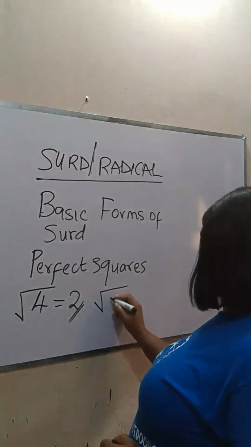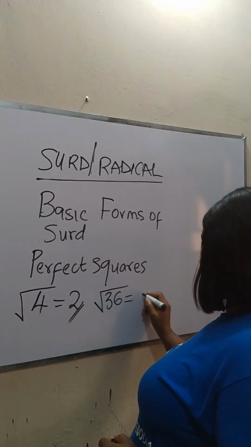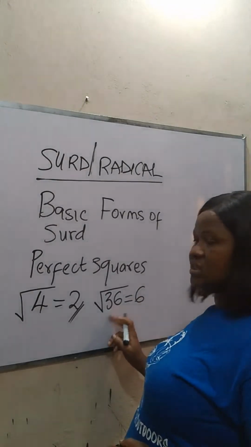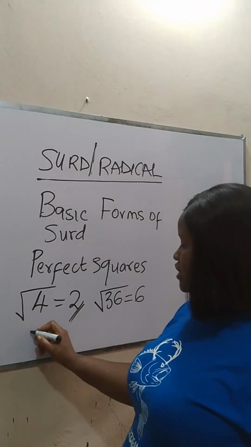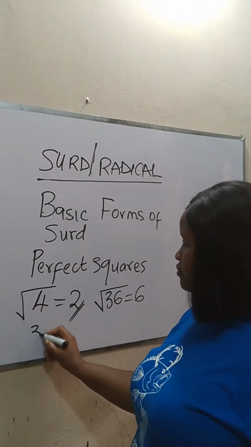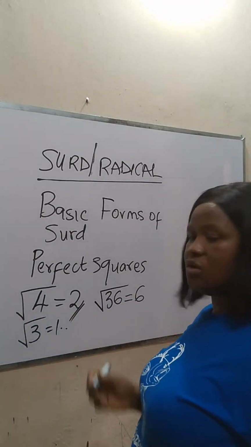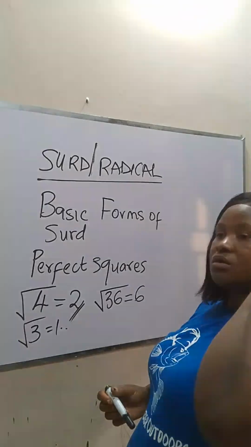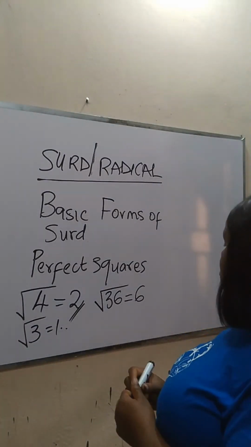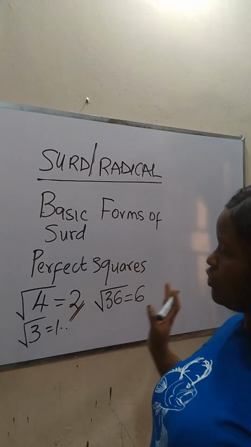If you take the square root of 36, we get 6. So 36 is a perfect square. Now, if you take the square root of 3, you get 1 point something something. So 3 is not a perfect square. So a surd is a number that has a combination of a perfect square and a non-perfect square.